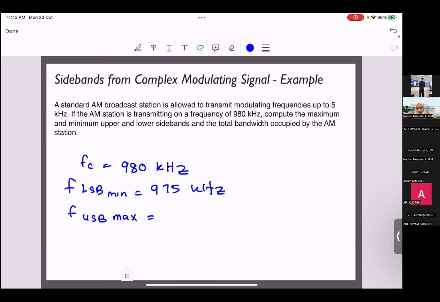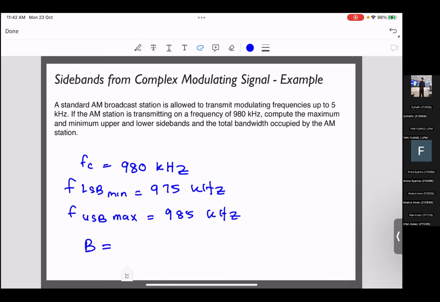USB, I think, is 985 kilohertz. Does everyone agree with this? Yes. Okay. Thank you. So what is the bandwidth here?